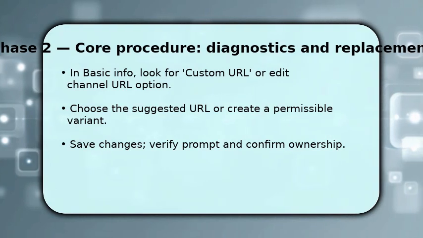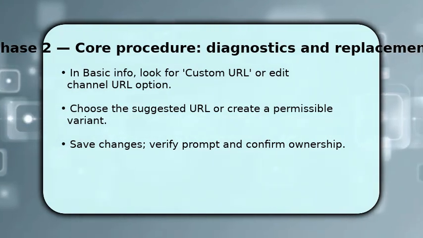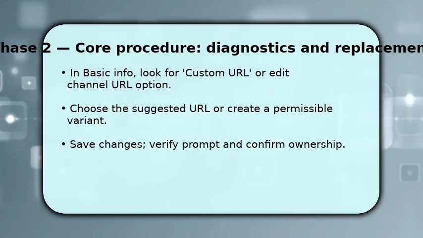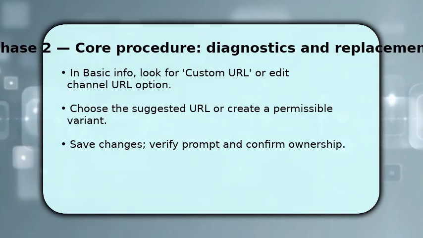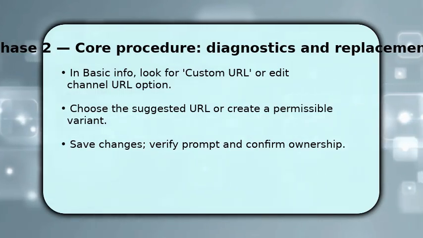Next, in Basic Info, locate the custom URL or channel address field and click Edit. You can pick a suggested URL that matches approved formats or type a variant that still follows YouTube rules. The system enforces length and character limits.